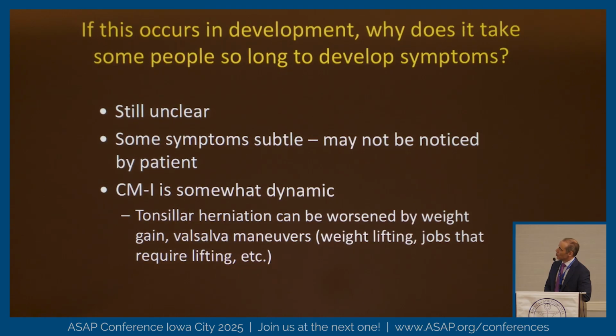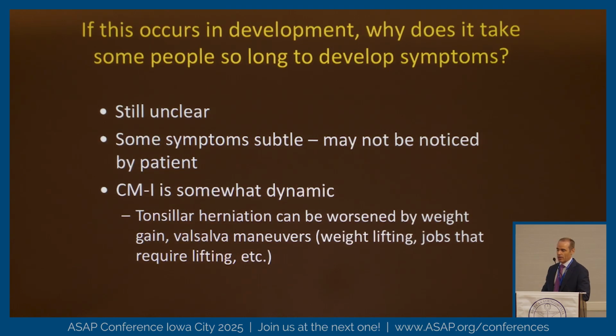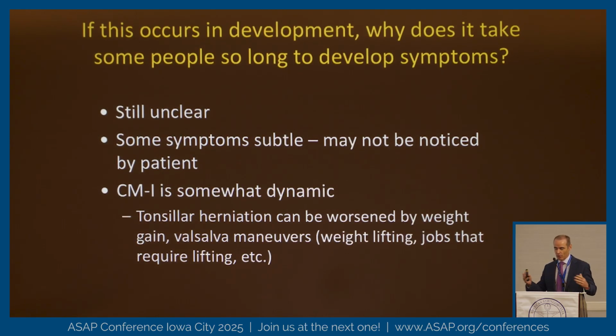So the question is always asked: if this is a classic congenital Chiari malformation that occurs in development, why does it take some people so long to develop symptoms? It's still unclear, but some symptoms are subtle, so they're not noticed by the patient. I had one adult patient years ago who had a Chiari malformation and a very, very large holocord syrinx. The cord was dilated all the way out to the spinal canal. After surgery, the syrinx decompressed, and she did great.